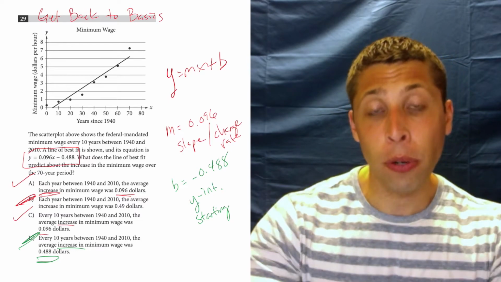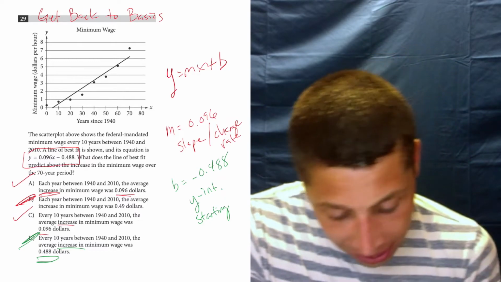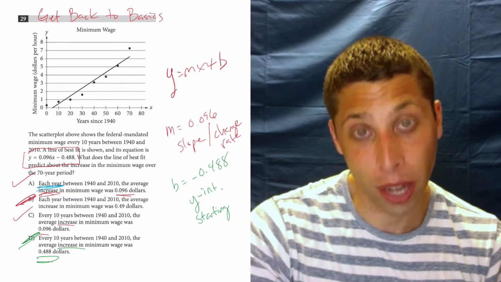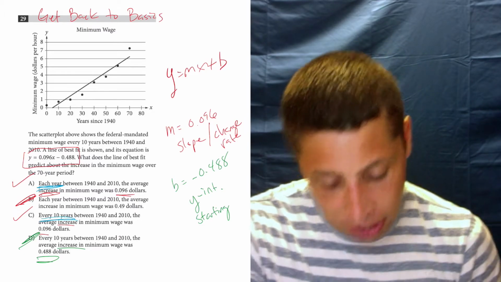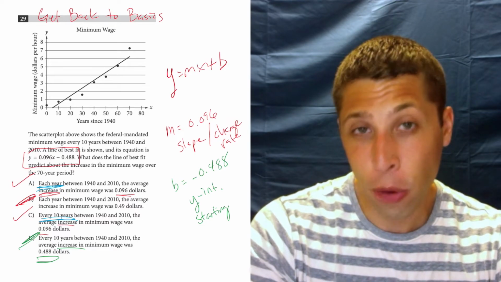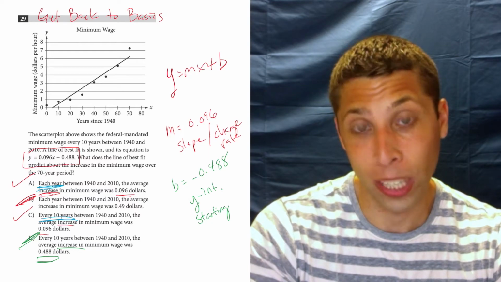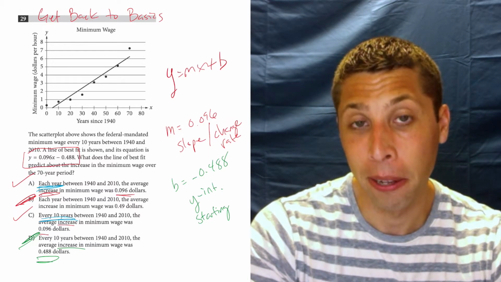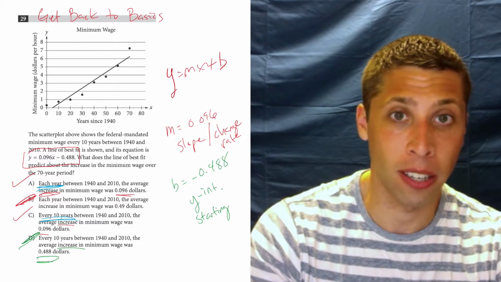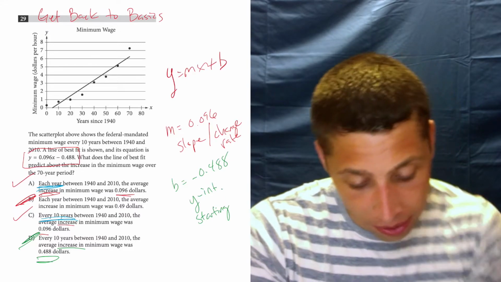Now narrow your focus. What's different between these two choices? Choice A says each year we have a change of 0.096, and choice C says every 10 years we have a change of 0.096. Now I know why choice C would be tempting, because the graph only has a scale of every 10. But remember, we can learn about the slope based on the variable that it's attached to, in this case, this x. What is x?